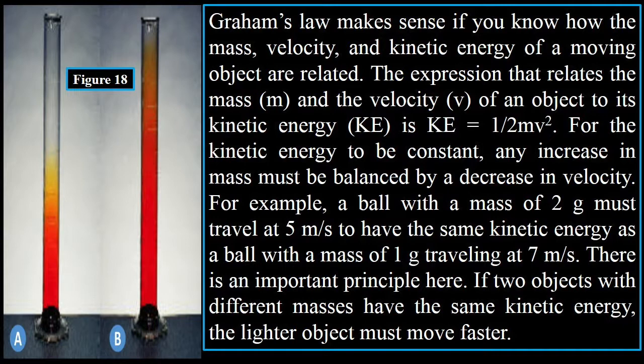Graham's law makes sense if you know how the mass, velocity, and kinetic energy of a moving object are related. The expression that relates the mass m and the velocity v of an object to its kinetic energy, KE, is: the kinetic energy equals 1/2 mv squared.